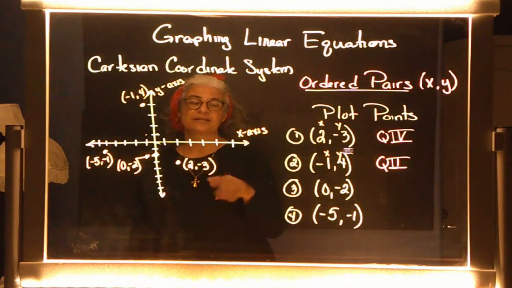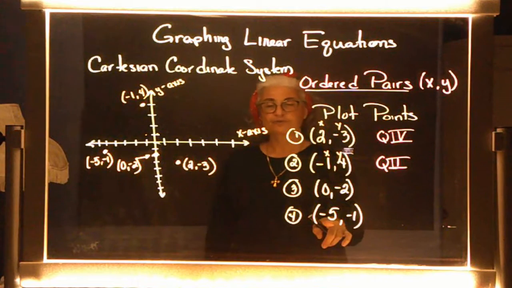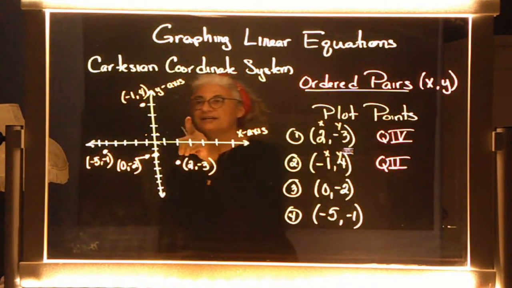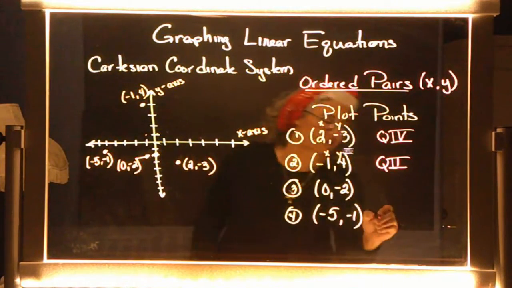How about this next point of (0, -2)? Some of you are like, I want to skip it. Okay, we'll skip it. We'll come back to it. How about the point (-5, -1)? Yeah, that is quadrant 3.